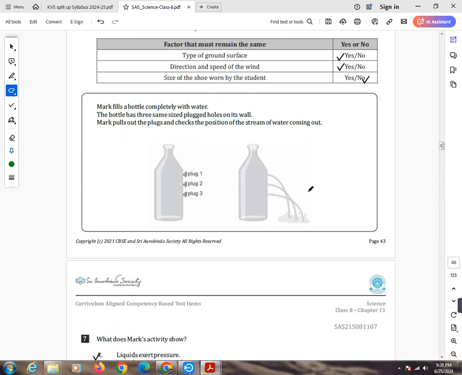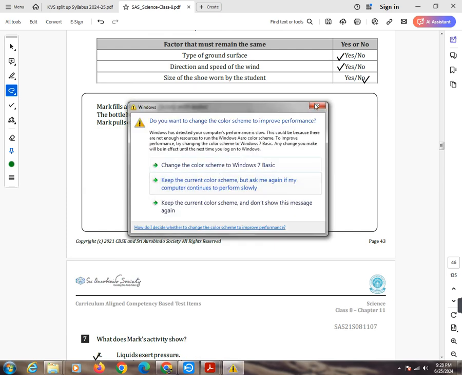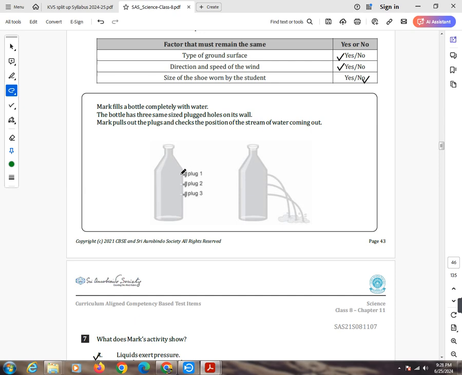Now the next question is: Mark fills a bottle completely with water. The bottle has 3 same-size plugged holes on its wall. So you can see here plug 1, plug 2 and plug 3. Mark pulls out the plugs and checks the position of the stream of water coming out. So from point 1, point 2 and point 3, the amount of water which is rushing out is already shown here in picture number 2.